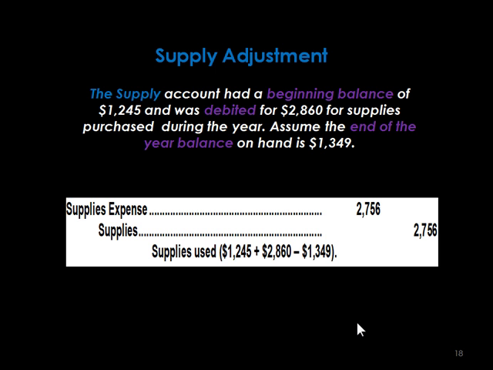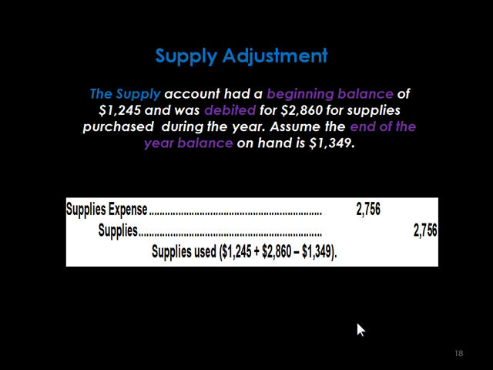The supply account had a beginning balance of $1,245 and was debited for $28.60 for supplies purchased during the year. This is a very typical transaction. Assume that at the end of the year, the balance on hand is $13.49. So I'm going to show it to you two ways.